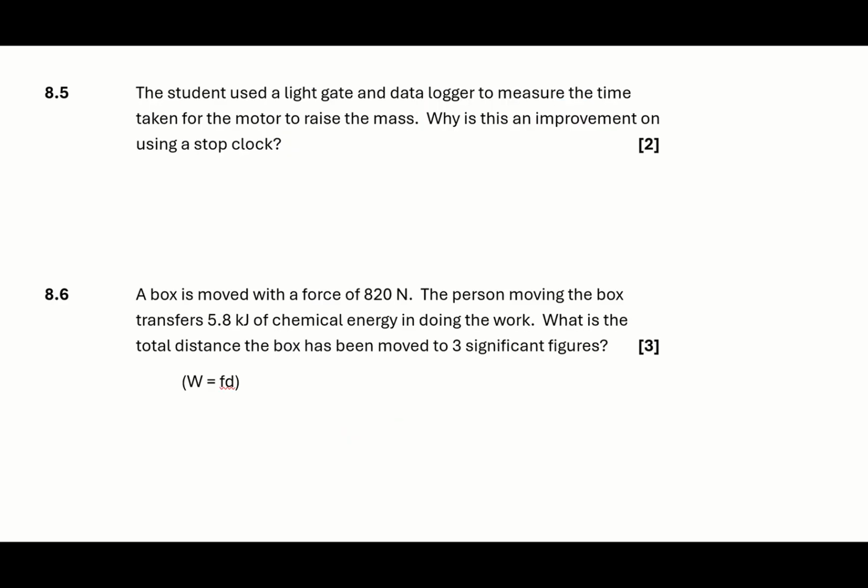The next one, the student used a light gate and a data logger to measure the time. Why is this an improvement? So the first part now is we're going to say, well, we're reducing, and the error that we're reducing is systematic error. That is errors to do with my measuring equipment. The other one we've got is random error, and that's just due to the nature of doing it in different places at different times at possibly different temperatures. But because this is about my measurements, this is systematic error.